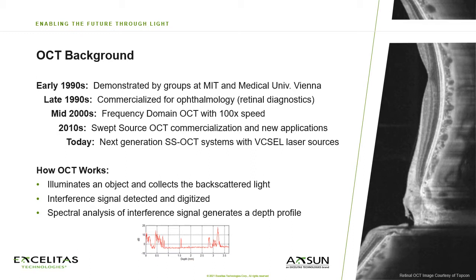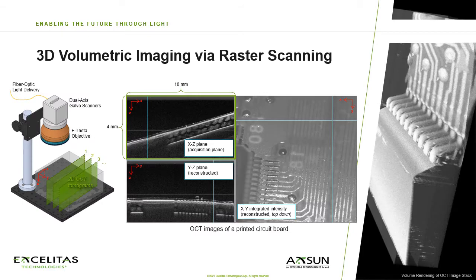OCT works by illuminating an object or sample with laser light and then collecting the backscattered light, usually via fiber optic, which then interferes with a reference beam. That interference signal is detected and digitized, and then spectral analysis is used to generate a profile of the backscattering intensity as a function of distance along the probing beam, in other words, along the depth into the sample. Then, depth profiles are acquired repeatedly as the probe beam is scanned laterally across the sample to create a 2D tomogram, and multiple tomograms can then be assembled into a 3-dimensional dataset as the beam is scanned across the 3rd dimension.